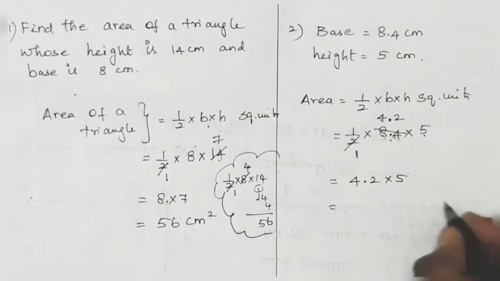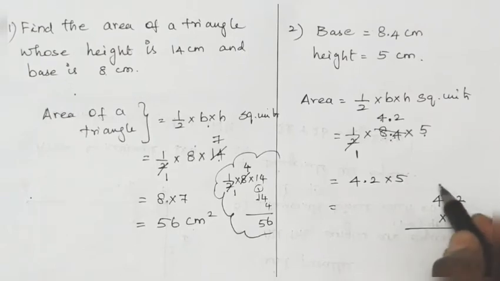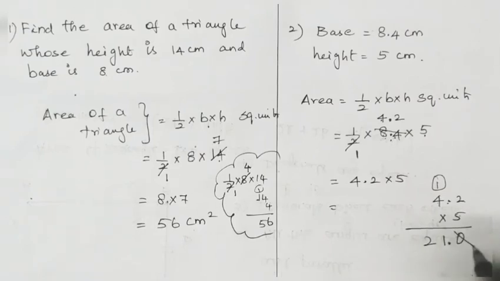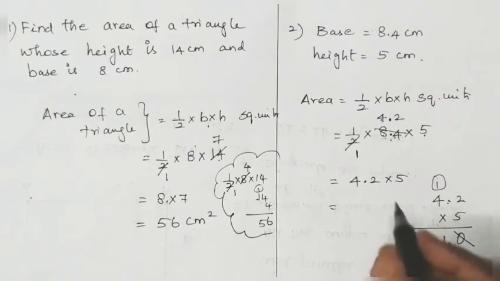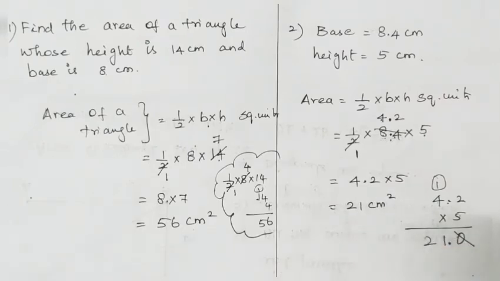Now multiply 4.2 into 5. 5 twos are 10. 0. 1 carry over. 5 fours are 20. 20 plus 1, 21. You have 1 digit after the decimal point. So keep a decimal point. 0 after the decimal point, no value. So cancel it. So it is just 21. So 21 centimeter squared. Is that clear, children? How to calculate area of a triangle?